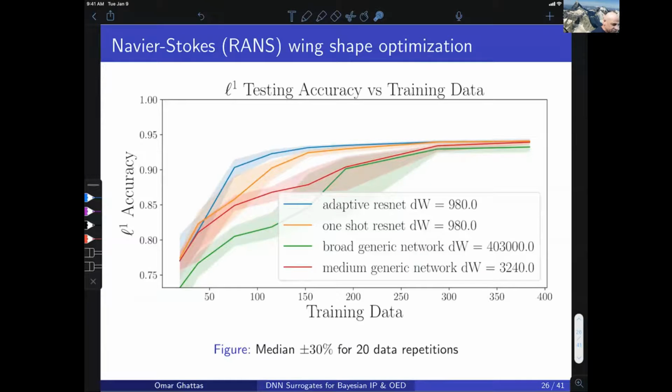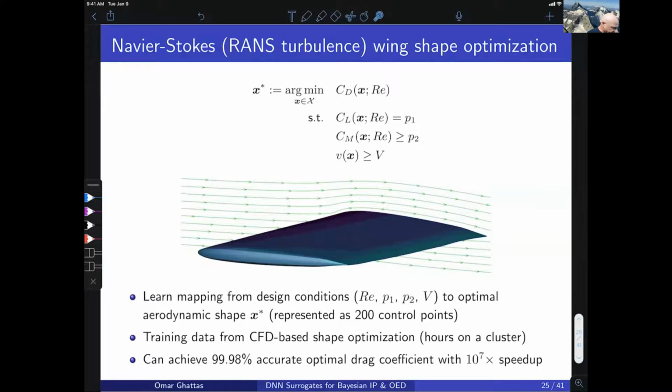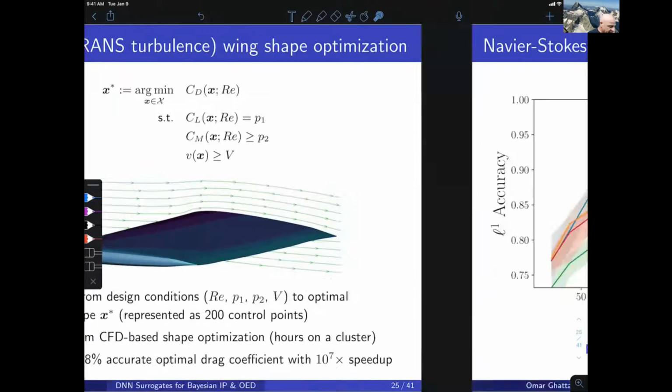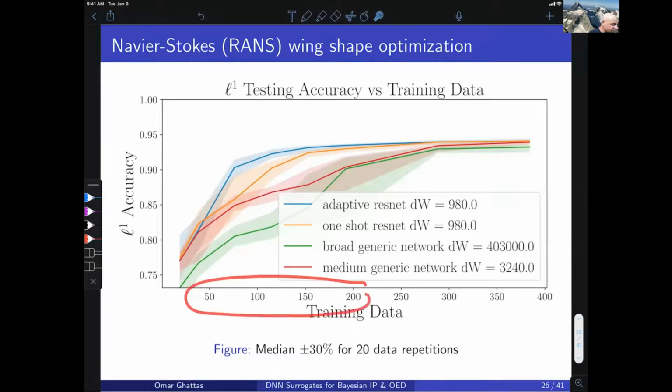In this case, again, we didn't have to do anything on the input, but we certainly had to reduce the output. It turns out that the output dimension here was quite small. I'm not showing you what it was. But anyway, we achieved a 99.98% accurate representation with a 10 to the 7th speed up using not many training data, a few hundred. This is the L2 generalization accuracy in the optimum shape. But what we care about is the drag coefficient, the objective function. That was even higher, 99.98%, with a few hundred runs of a CFD code.